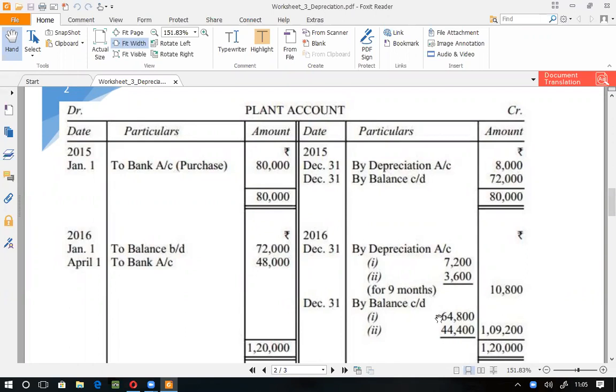Now we'll find out the balance carried down of first machinery and second machinery. First depreciation will be subtracted from first machinery. Second depreciation will be subtracted from second machinery. So 72,000 minus 7,200, we got 64,800. 48,000 minus 3,600, we got 44,400. So together this makes 1,09,200, and when we add both the amounts, both sides are equal, which is 1,20,200 on both sides.